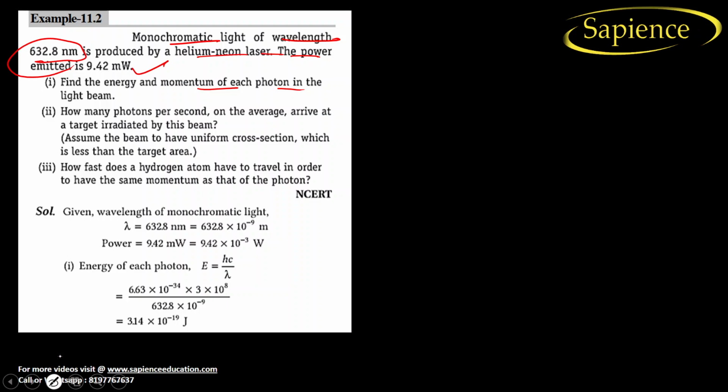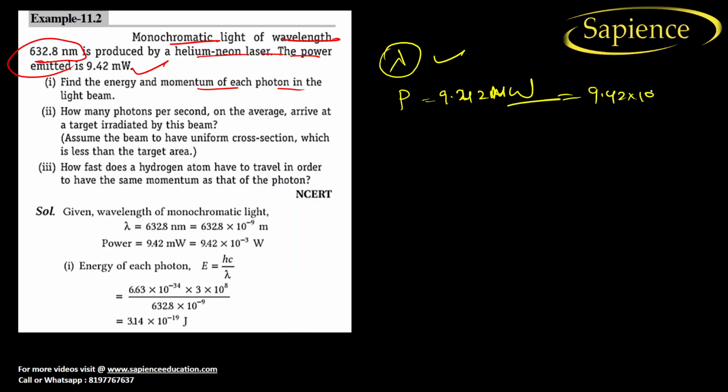So what you need to do for finding energy? First of all, they have provided you lambda, right? And they have also provided you the power, right? That is equal to 9.42 milliwatt. So that is equal to 9.42 into 10 to the power minus 3 watt, and lambda is equal to 632.8 into 10 to the power minus 9 meter. They have provided these, right? Now what do we need to do? We need to find energy.